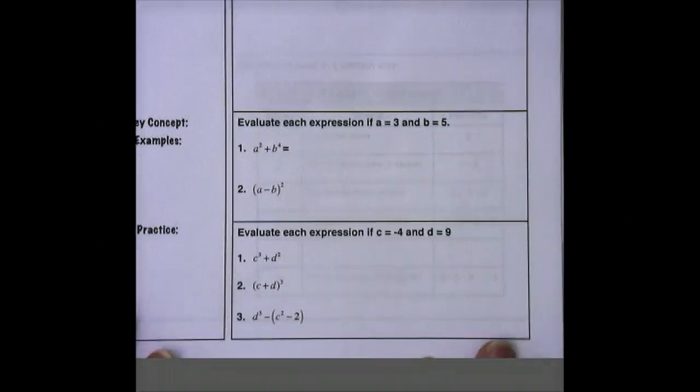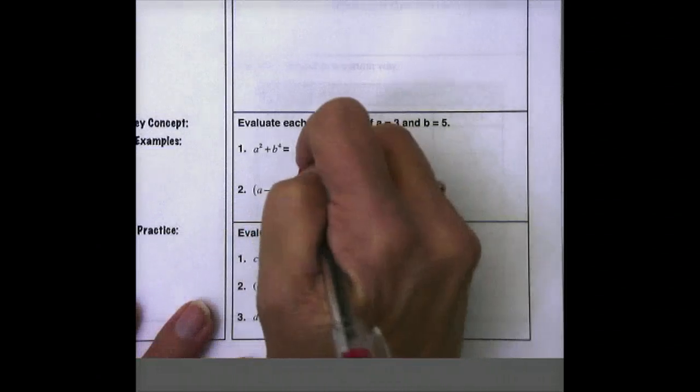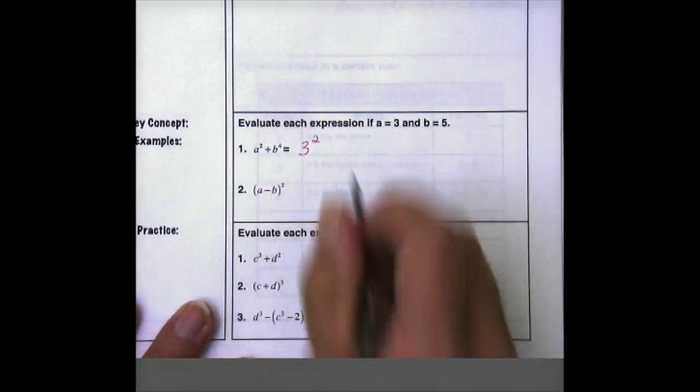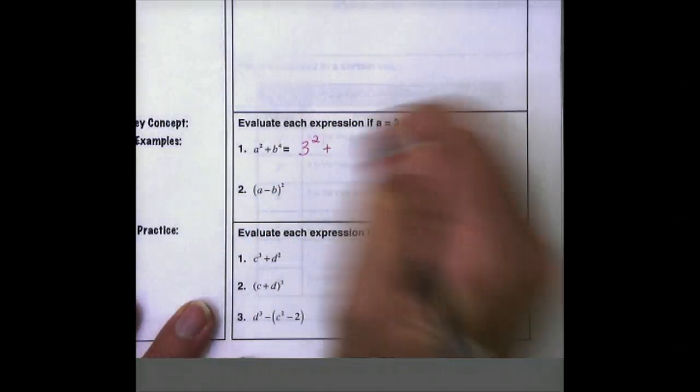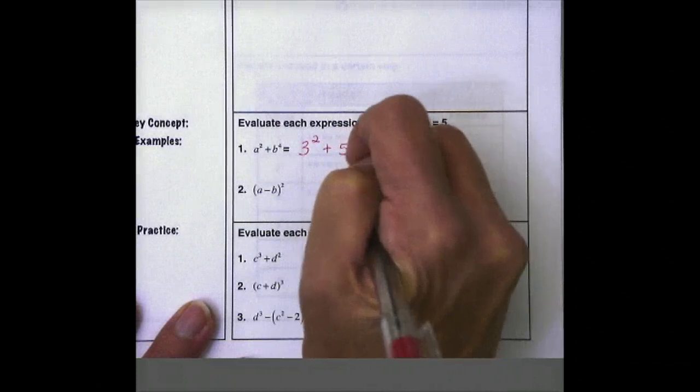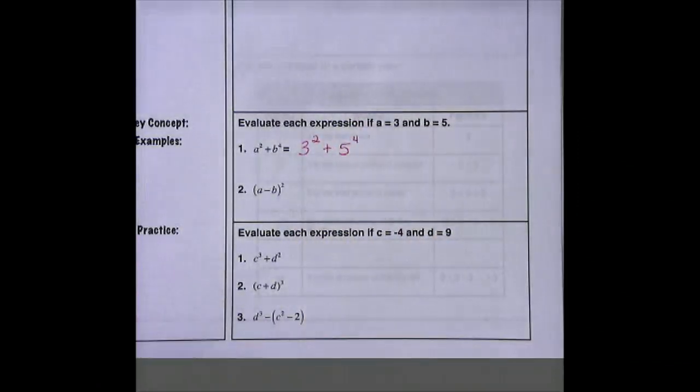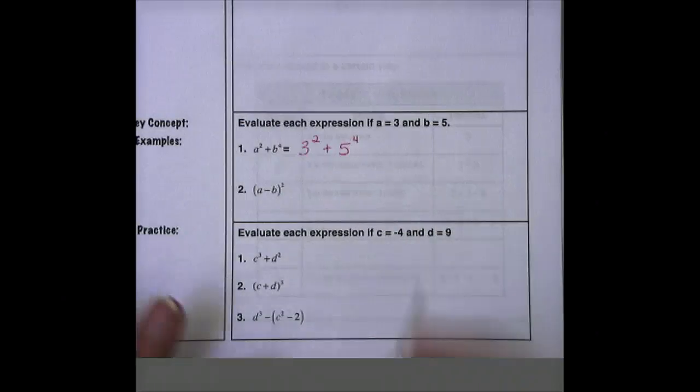Okay, now that you've completed the problem above, let's look at the next key concept, evaluating expressions. And in this example, we're going to evaluate each expression if A equals 3 and B equals 5. Again, this is not anything new for us. It's just basically a review. So we're going to substitute 3 for A because it says A equals 3, and 5 for B because B equals 5. And then we're going to evaluate.